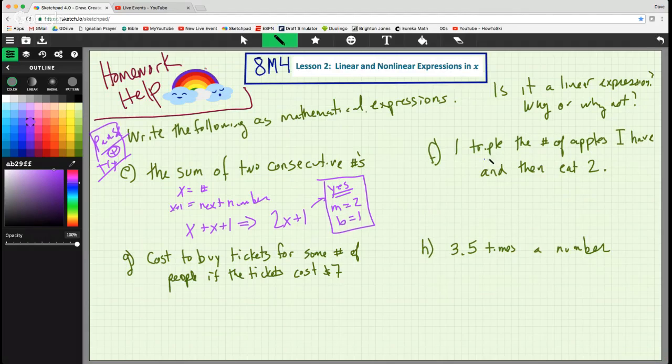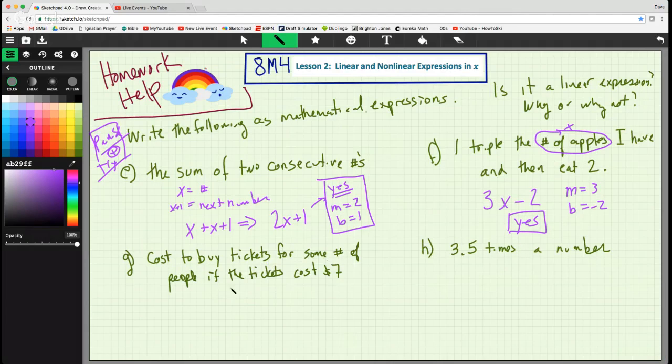F. If I triple the number of apples and then eat 2, the number of apples is going to be our x. So I'm going to take our x, triple it, which means 3 times x, and then eat 2. Look at that. That is a linear expression. M equals 3 and B equals -2. Yes.